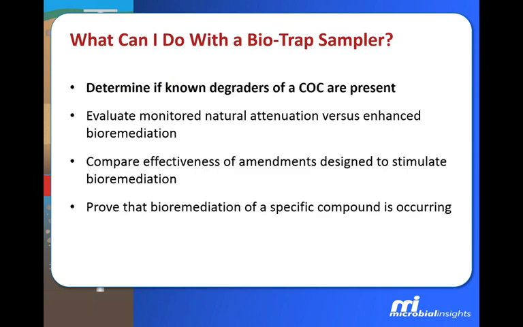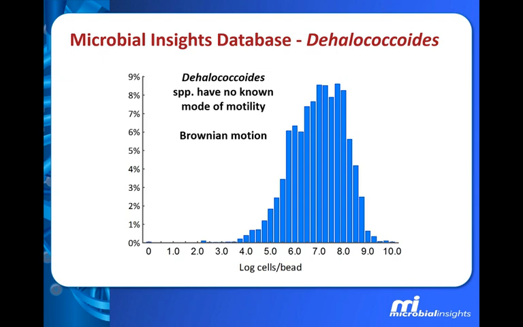Well, one thing I can do is simply determine if known degraders of a contaminant of concern are present in a sampled environment. Now, one of the organisms that people are always analyzing for when it comes to chlorinated hydrocarbon sites, for example, are Dehalococcoides. But Dehalococcoides has no known mode of motility. So you might wonder how an organism like this might be collected with the Bioset beads. But as you can see, they certainly are.